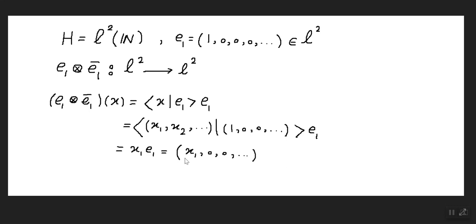So you can see this is an example. Of course, this is a compact operator, and actually it's a kind of projection. We can view this as a projection of L2 onto a one-dimensional subspace of L2, which is naturally isomorphic to C.